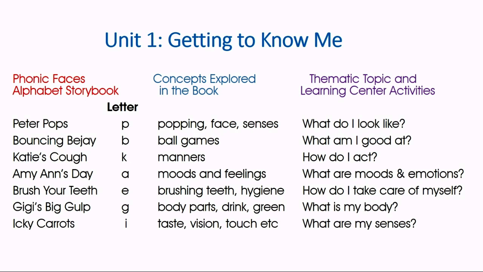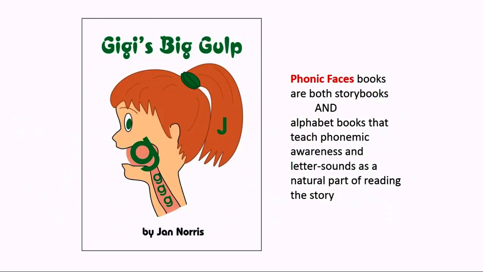So we introduce A and I. And then G is again one of those G, G fun sounds because you can feel the G going down your throat. All right, and when you look at the theme of the book, the concepts explored in the G book, which is Gigi's Big Gulp, that explores body parts, drink, and green, and answers the question, what is my body or what are my body parts? Okay, so here's the cover of the book.